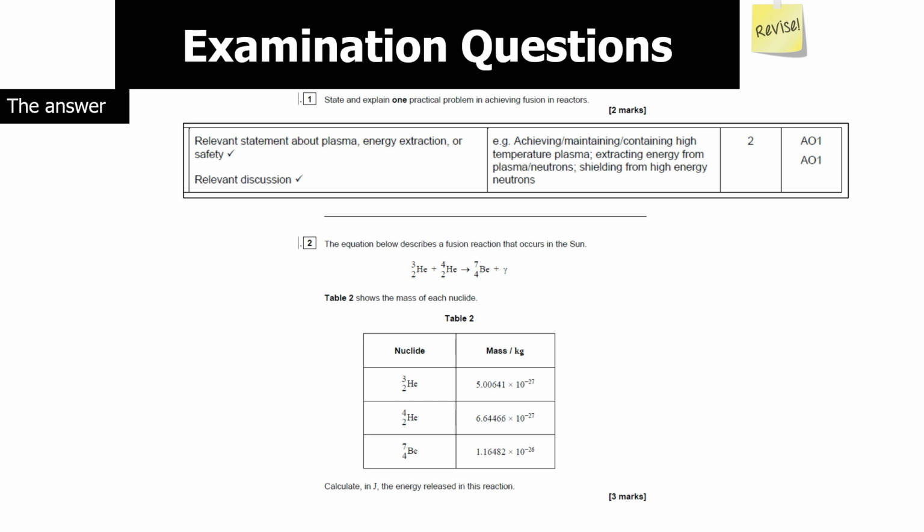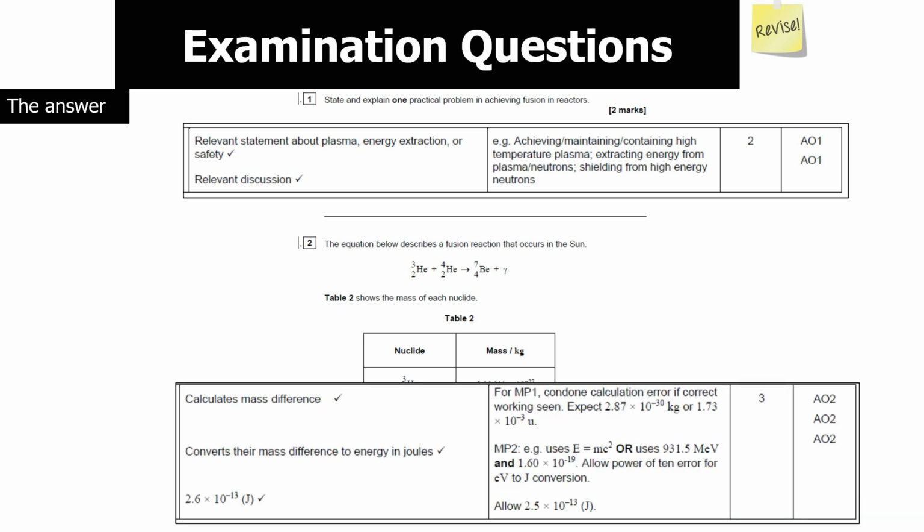Now in this next question, we want to use our equation delta E, the energy released, is equal to delta M, the change in mass before and after the reaction, times by C squared. So what you do is you work out your total mass before by adding the mass of 3 helium plus 4 helium. You then find the mass of the beryllium afterwards. You then calculate your mass difference. You then multiply it by C squared to get your energy in joules, and you should be getting 2.6 times 10 to the minus 13 joules.